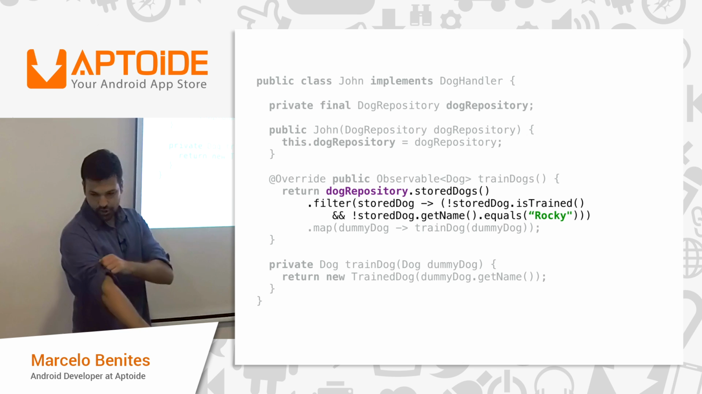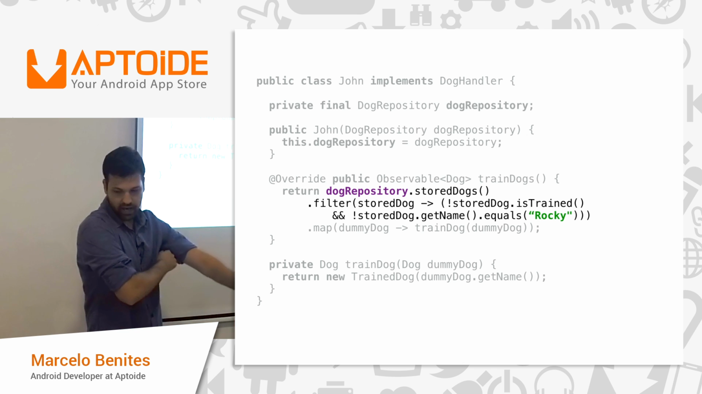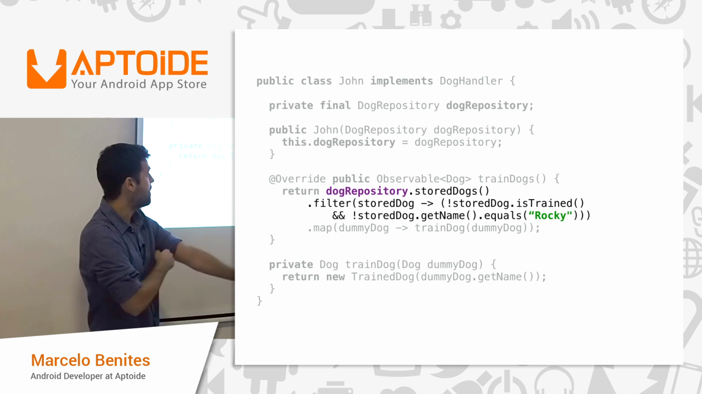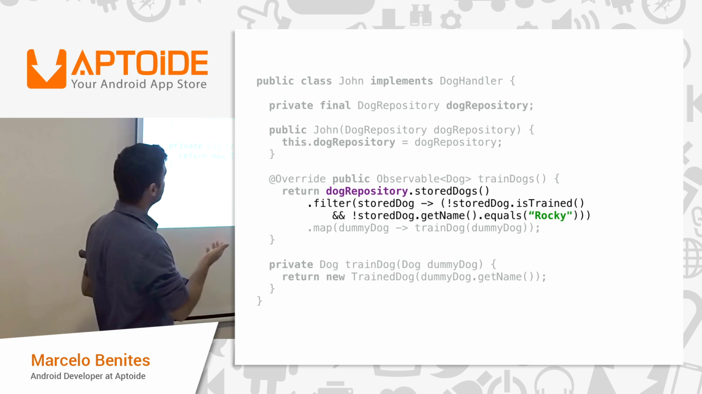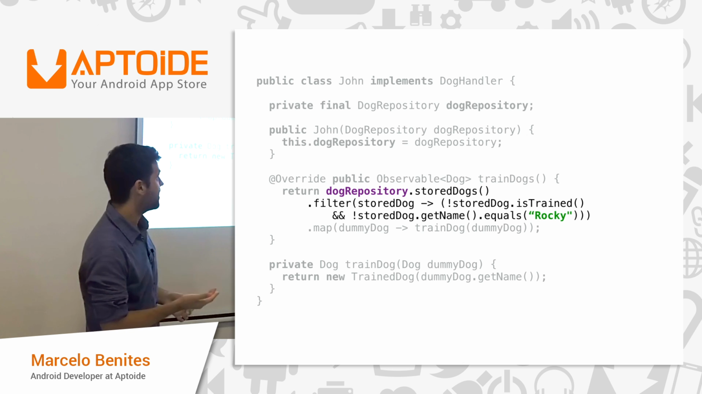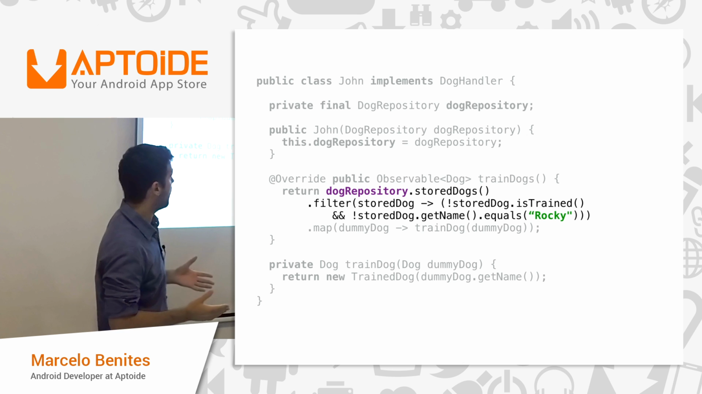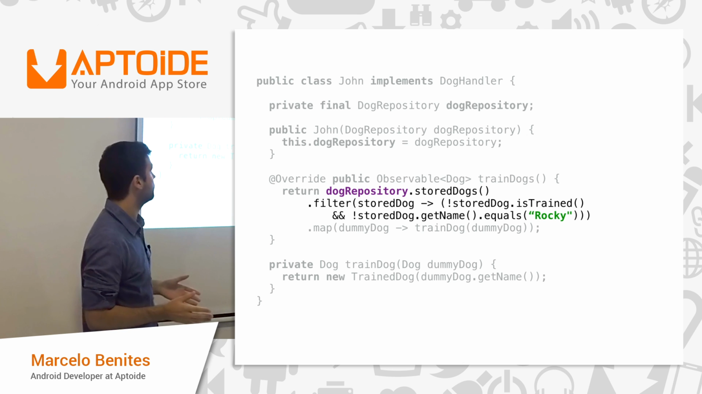So here, John is going to use the dog repository to get the dogs instead of creating them manually. So we get the dogs stored in the repository. We filter the ones that are already trained because we don't want them. And as well, we filter Rocky because we don't want to train him.